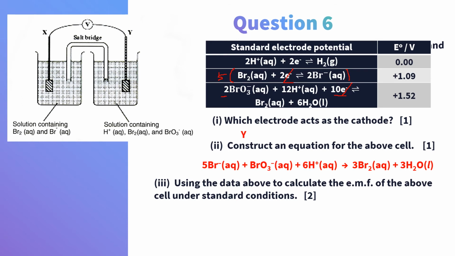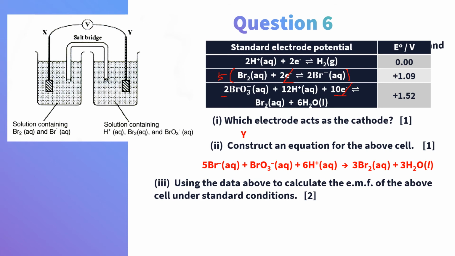So that's how the equation is. 10 bromide divided by 2, we get 5 bromide plus BrO3 negative plus 12 hydrogen ions divided by 2, 6 hydrogen ions, gives 3 Br2, 6 bromine, that's all, 5 plus 1, plus 3 water.